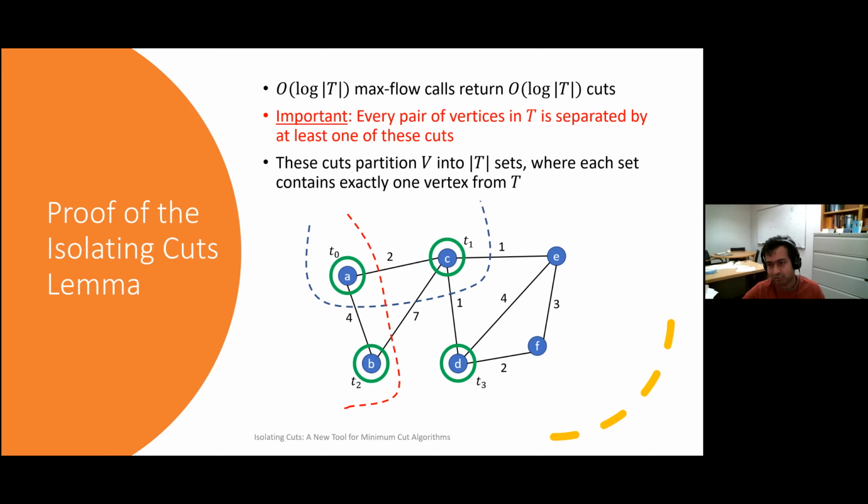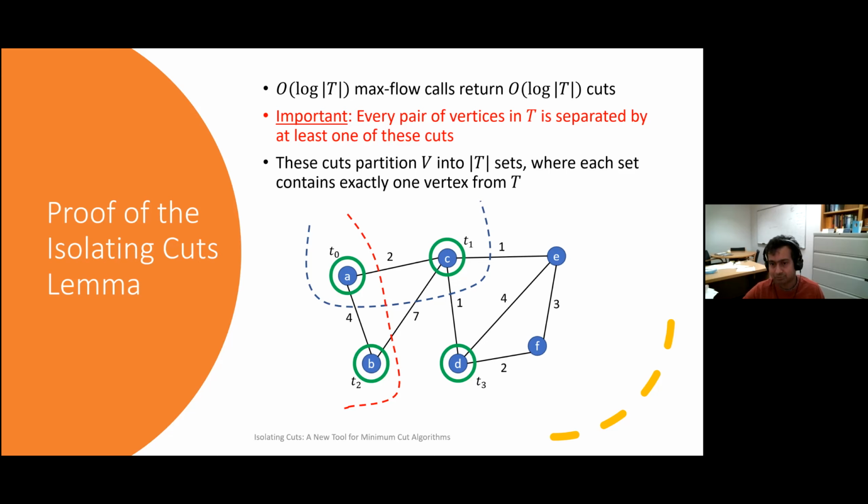In particular, every pair had one bit position where one vertex was labeled 0, the other vertex was labeled 1. And for that bit position, we found some min cut that separates all the vertices labeled 0 from all the vertices labeled 1. And therefore, every pair of vertices must have been separated by one of these log t cuts. So if I remove all the edges in all these log t cuts, that splits my graph up into t parts, into t pieces, where each piece contains exactly one selected vertex from T.